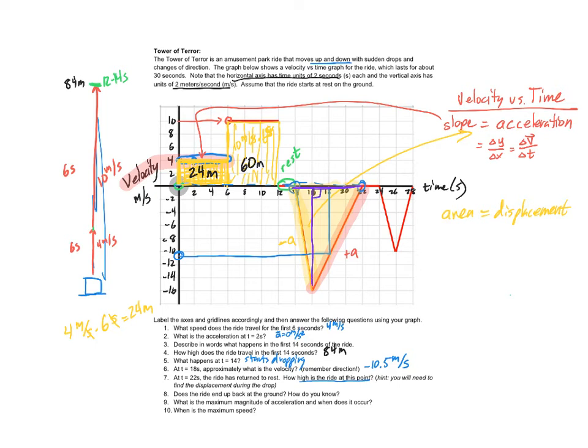Because if the base and height are perpendicular, then the area is 1/2 base times height. So the area of that triangle will be 1/2 times the base, which went from 14 seconds to 22 seconds. So that's 8 seconds for the base. And then the height of that triangle is -16 meters per second.